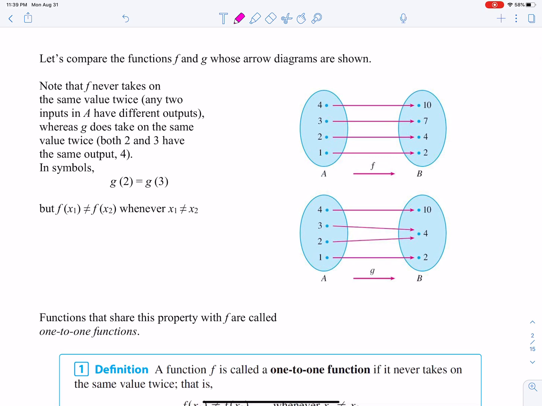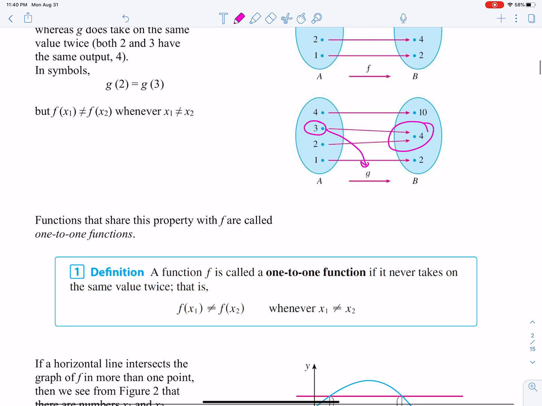Let's compare the functions f and g whose arrow diagrams are shown. Right. So note that f never takes on the same value twice. Any two inputs in A have different outputs, whereas g does take on the same value twice. Both 2 and 3 have the same output 4. In symbols, g of 2 equals g of 3, right? With an input of 3 into the g function, we get an output of 4. Same thing with 2. But f of x1 is not equal to f of x2 whenever x1 is not equal to x2. So any function with that property is what's called a one-to-one function.